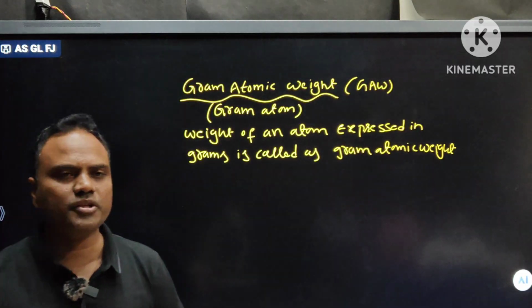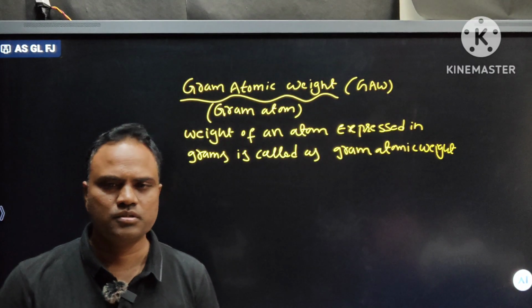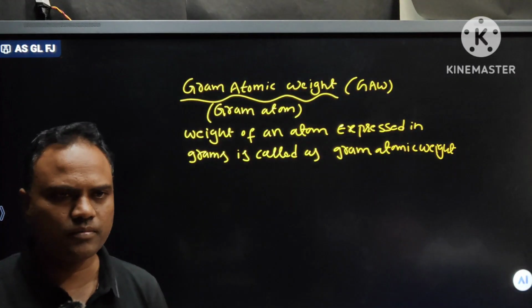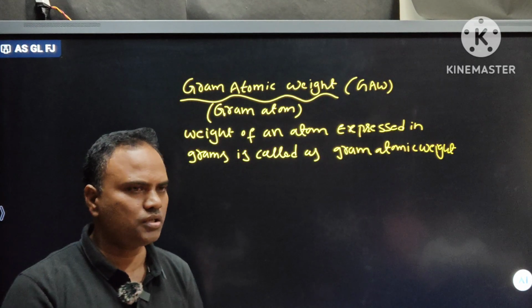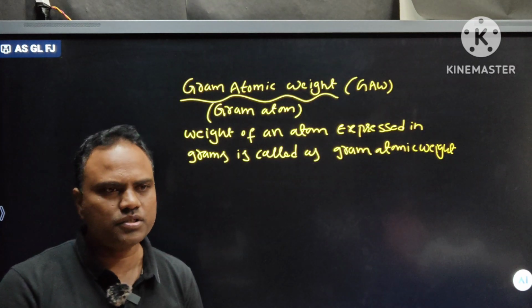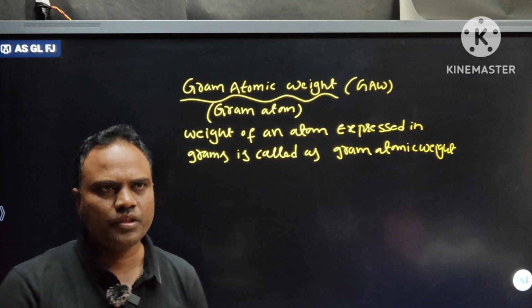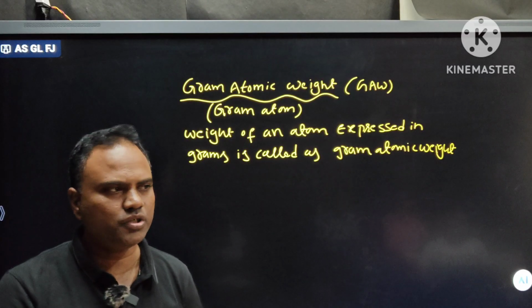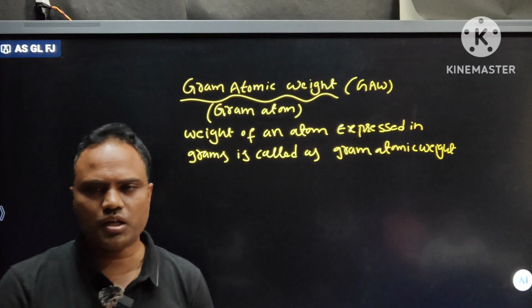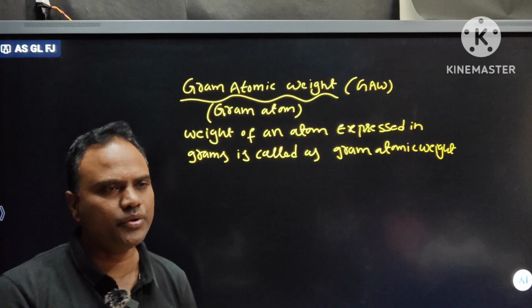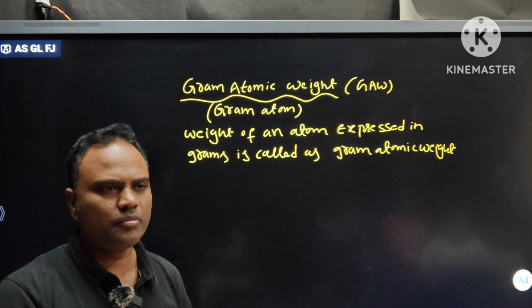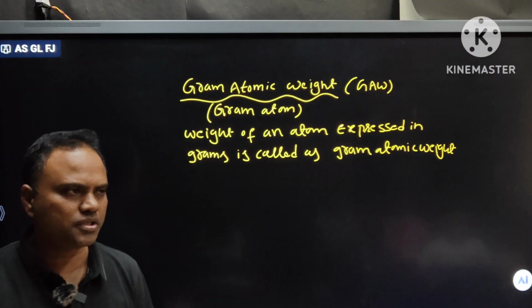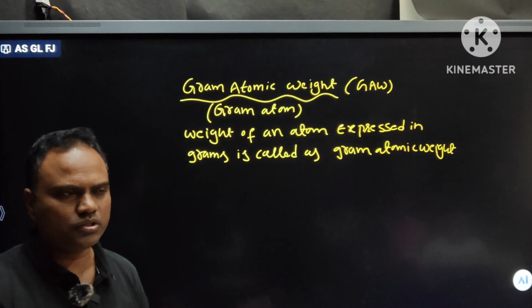Now you tell me how many quantities we learned. Atomic mass, atomic weight, gram atomic weight. Which is not having a unit? Atomic weight is not having a unit. What is the unit of atomic mass? AMU. Gram atomic weight, unit grams. Okay, let us write important elements and their weights by covering all these.